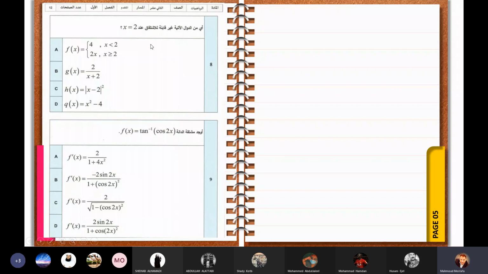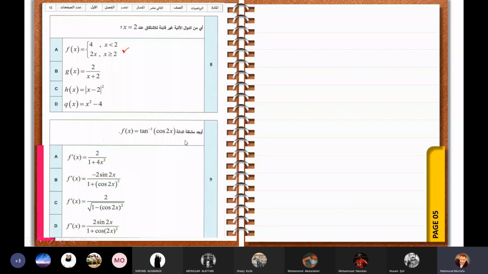Okay, which function here is not able to have a derivative at x equal to? A, of course. Don't substitute. You have to find the derivative for each one. The derivative here is 0, here is 2. So it's clear. It's A.